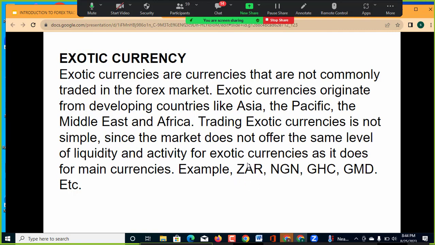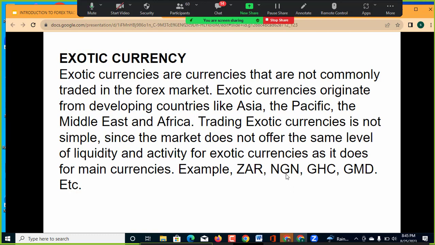I think NZD has now come out of this list a little bit, because it's mostly traded on most platforms right now, but it's still under exotic until some African countries become developed countries. So mostly countries that are developing or underdeveloped, their currencies are termed as exotic currency. The reason they're termed this is because they are not commonly traded. You can't commonly see them being traded in the forex markets.